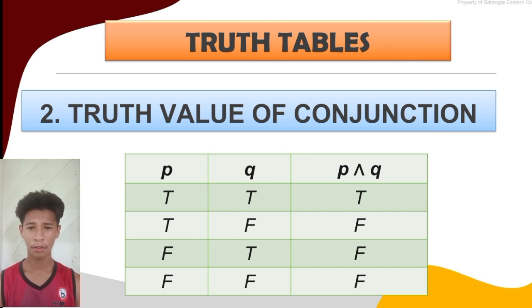Kapag yung first simple statement ay true and yung second ay true, magiging true yung compound statement natin. Kapag true yung first statement and false yung second statement, false na yung compound statement natin. Kapag false yung first and true naman yung second statement, false pa din yung ating compound statement. Kapag naman parehong false yung first and second statement natin, false pa din yung ating compound statement. Meaning, magiging true lang yung conjunction na compound statement kapag parehong true na yung first and second statement. Pag magkaiba na, false na yun.